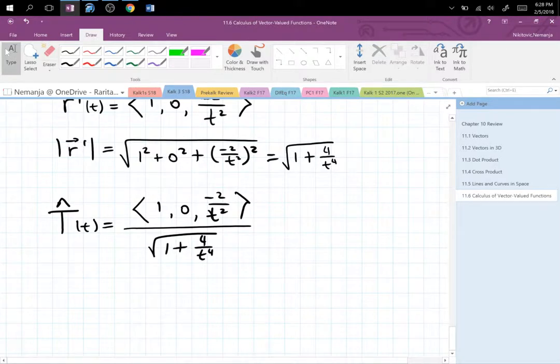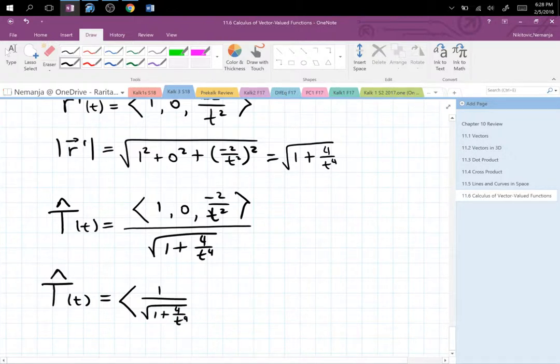And now we just clear up some algebra and we're done. And before you ask me, do we have to? Yes. So this is 1 divided by the square root of 1 plus 4 over t to the 4th. 0 stays 0. And you have negative 2 over t squared divided by the square root of 1 plus 4 over t to the 4th.